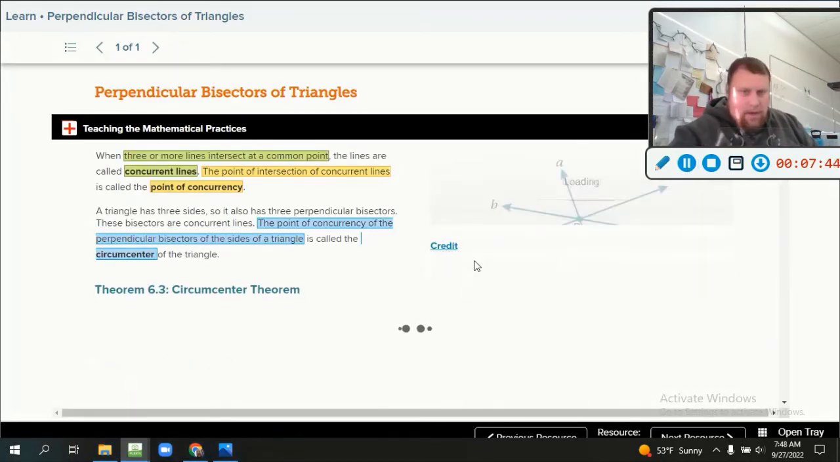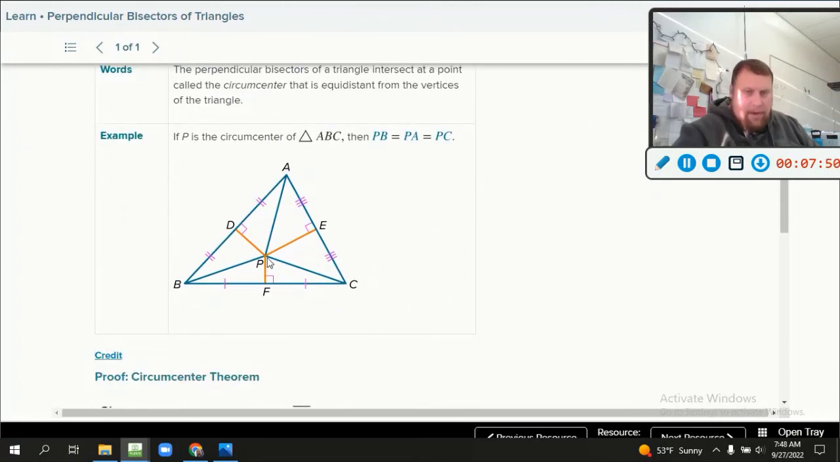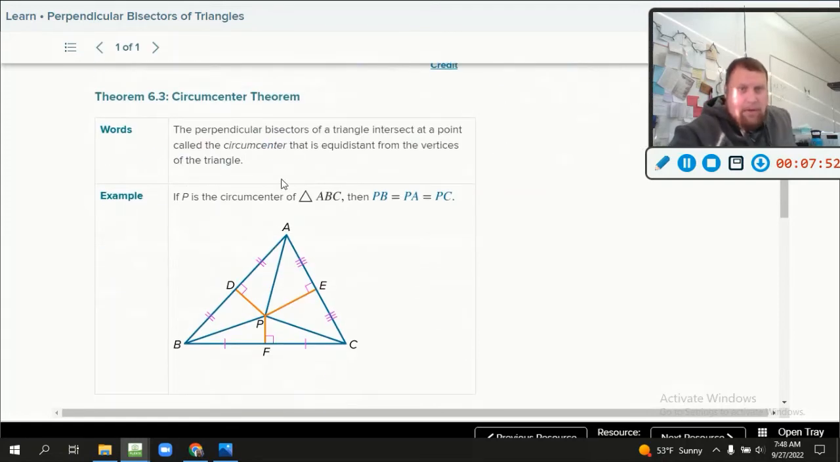All right, and here's what you need to know about the circumcenter theorem. The perpendicular bisectors of a triangle intersect at a point called the circumcenter. So if I were to draw all the perpendicular bisectors of each of the sides of a triangle, they would meet at a point called the circumcenter. And if P is a circumcenter, then we know that PB is equal to PA, which is equal to PC. Okay? And that is important.